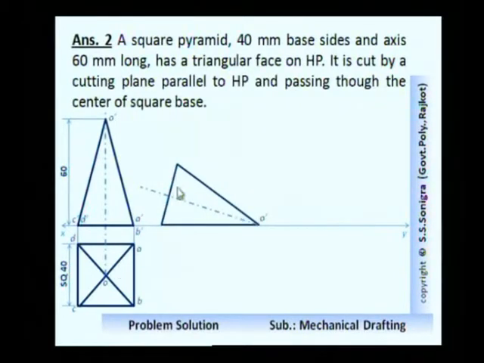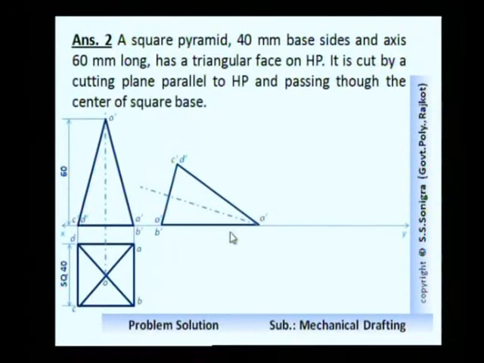Now it is given that it is resting on its triangular face. So what should we do? As it's resting on its triangular face, in front view it would appear like this. We have to redraw this triangle in such a way that this O dash A dash comes on the XY line like this. Make it parallel to the XY line. So this is apex point O dash, A dash B dash are here, C dash D dash are here, and this is the center line of the given solid. So this is the front view.